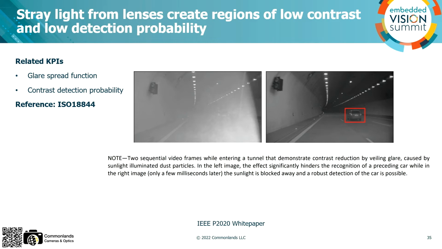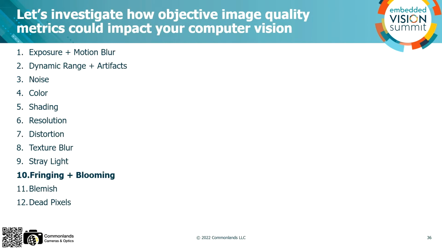Stray light reduces the contrast of the image. In this case, even the human viewer is unable to easily detect the vehicle that is behind this dusty windshield. And on the right, it is very evident that there's a vehicle there.